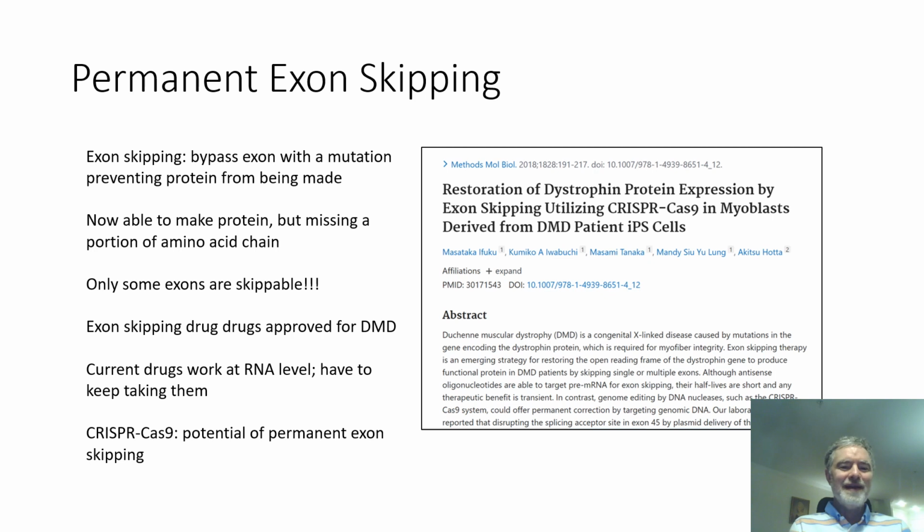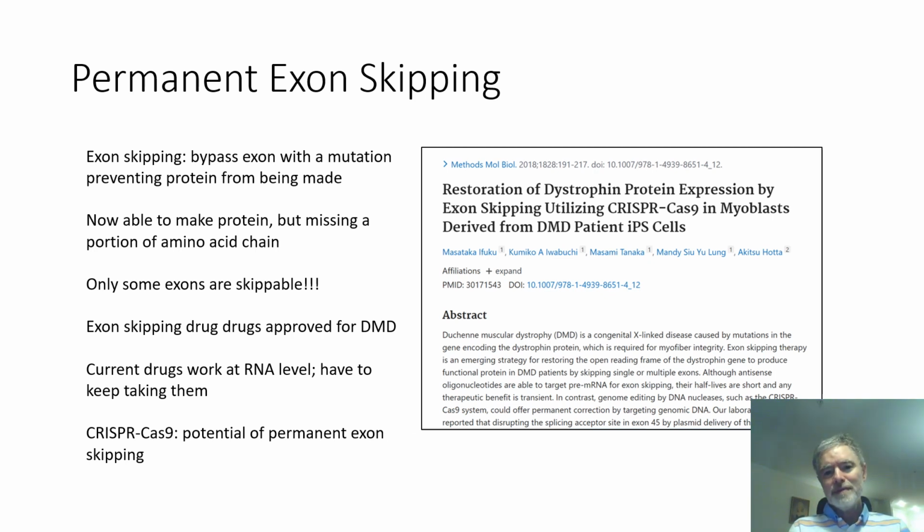But the RNA doesn't last for very long. The DNA is actually the archival copy of the gene. So you have to keep taking these exon skipping drugs. Now, what if you could, by CRISPR-Cas9, cause exon skipping to be done permanently?